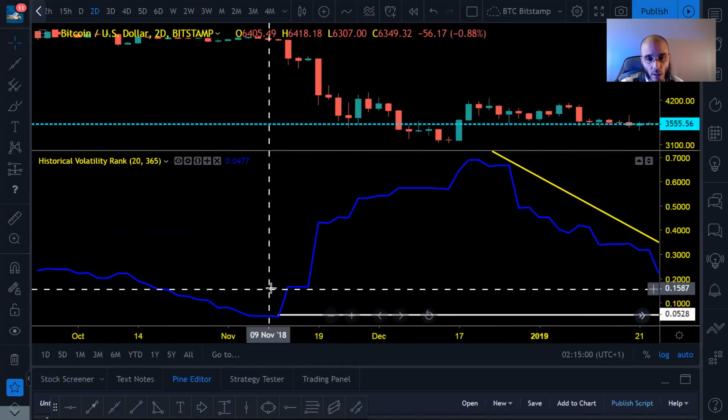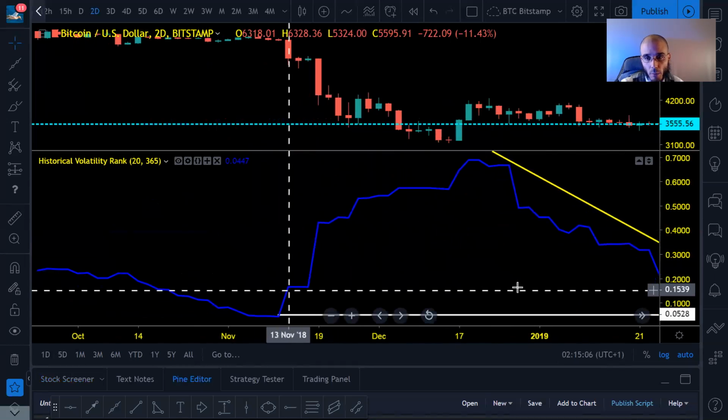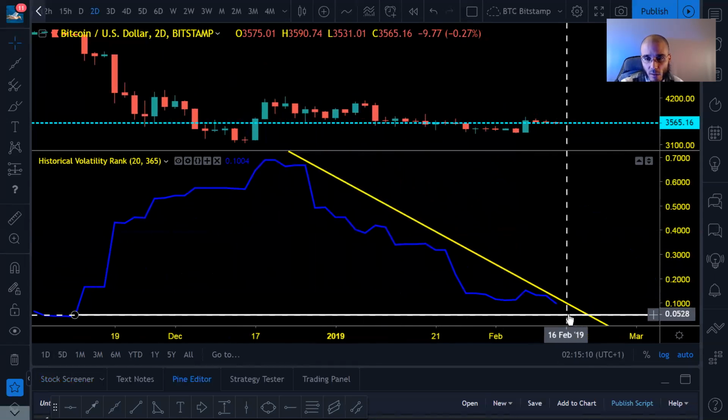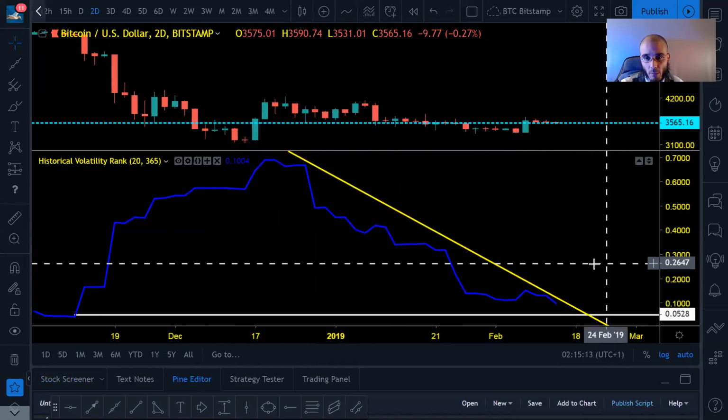Last time we were that low, it was at 6K and then we dropped sharply. So now we are getting as low again, and price should move once it reaches that level.